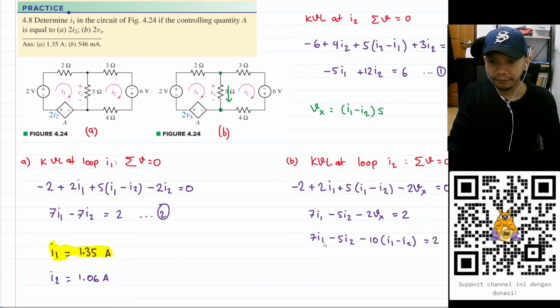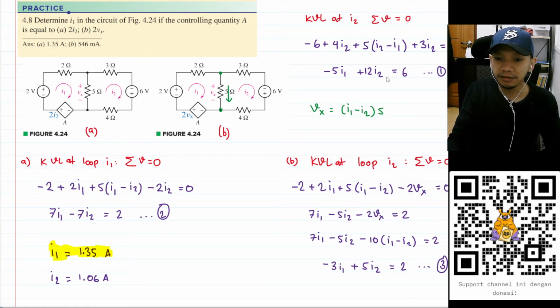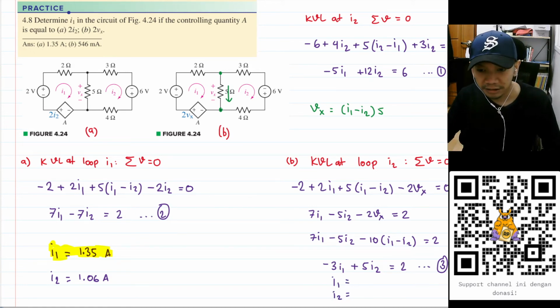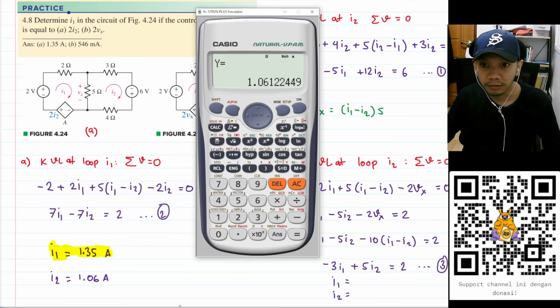And we can simplify this. 7 minus 10 will be minus 3 I1. And then this is minus 5 plus 10, that will be plus 5, right? We have plus 5 I2. And all of that will equal 2. Okay, so now we can pair this equation with this one, so we can get I1 and I2. Now let's just plug it into the calculator.